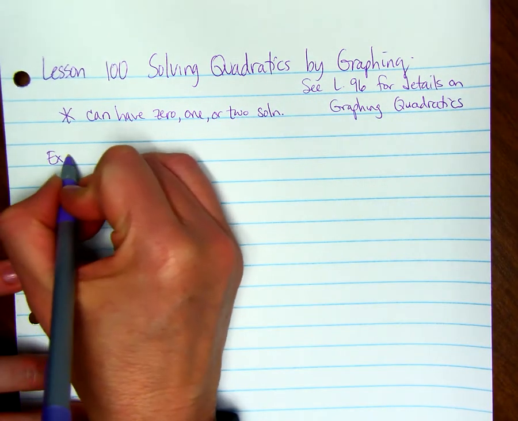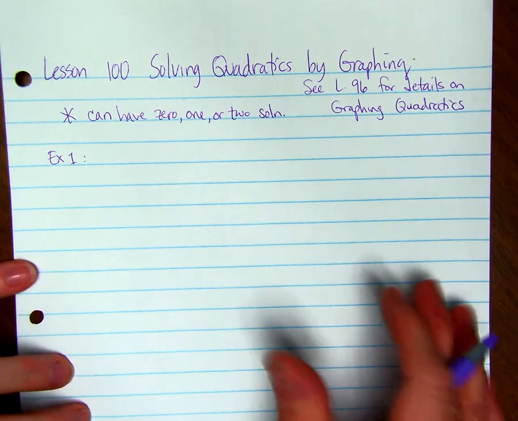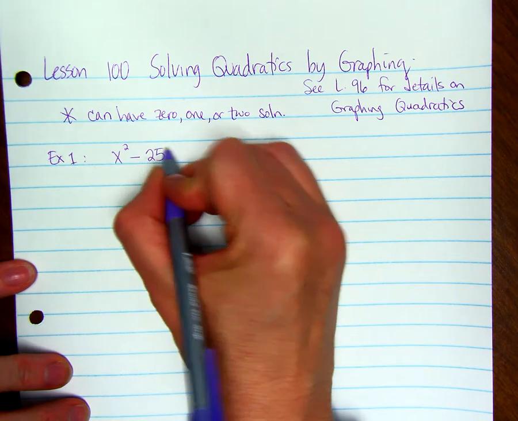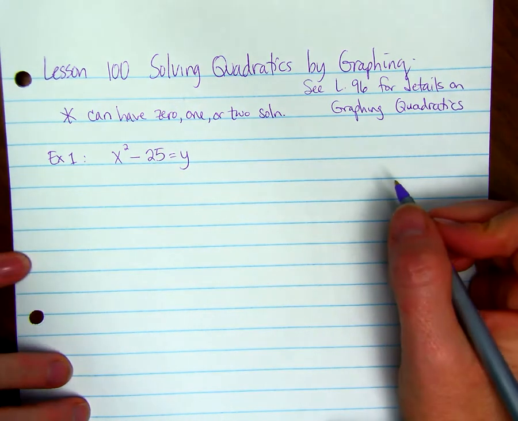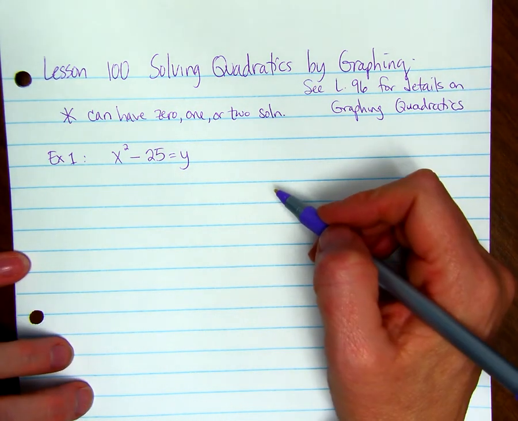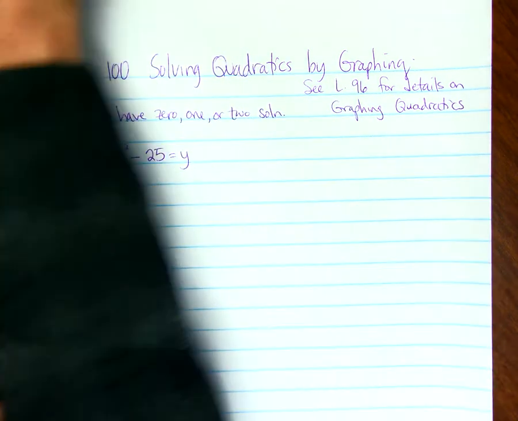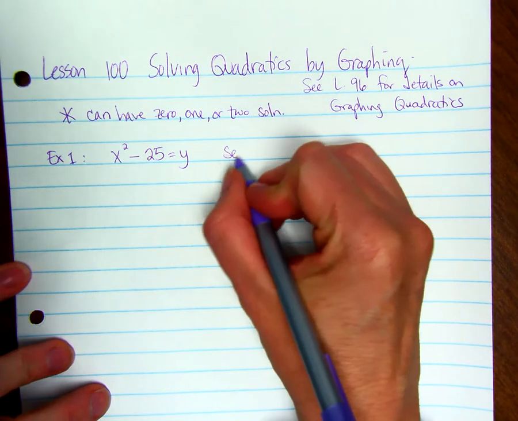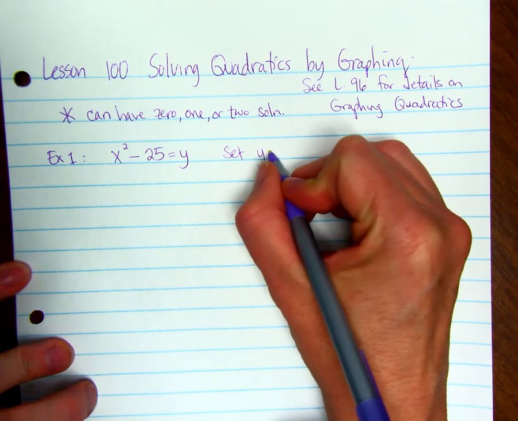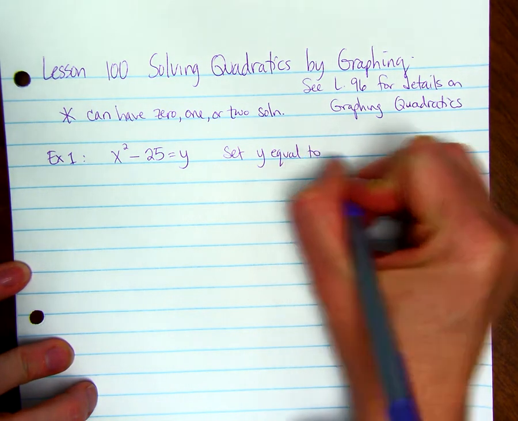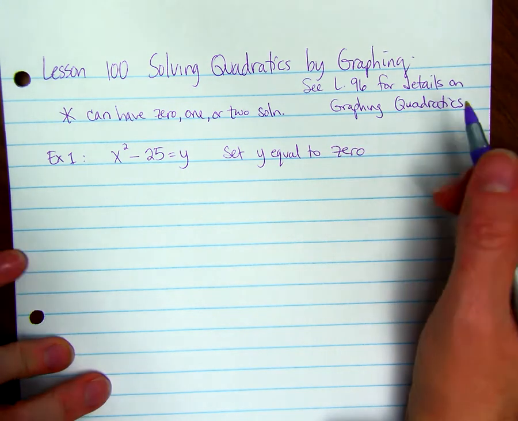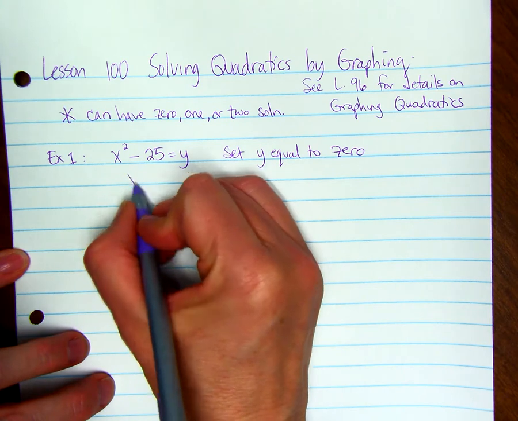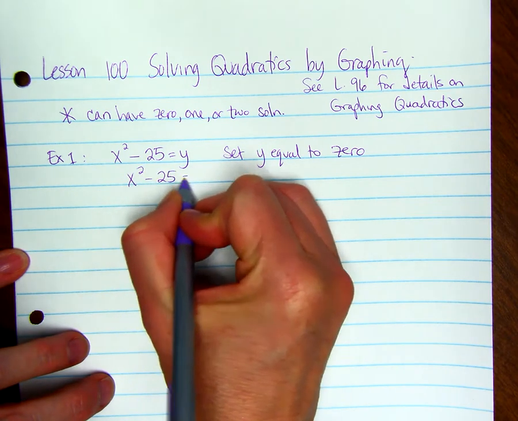We're going to just start with an example of a quadratic equation: x squared minus 25 equals y. To find the zeros, or the solutions for x, we set y equal to 0. So in this case, we have x squared minus 25 equals 0.